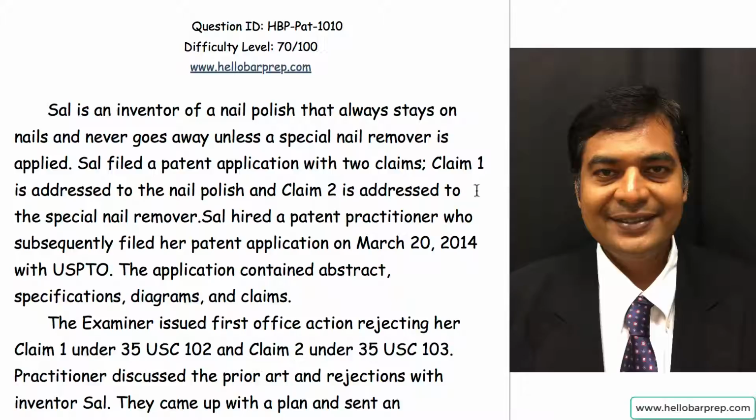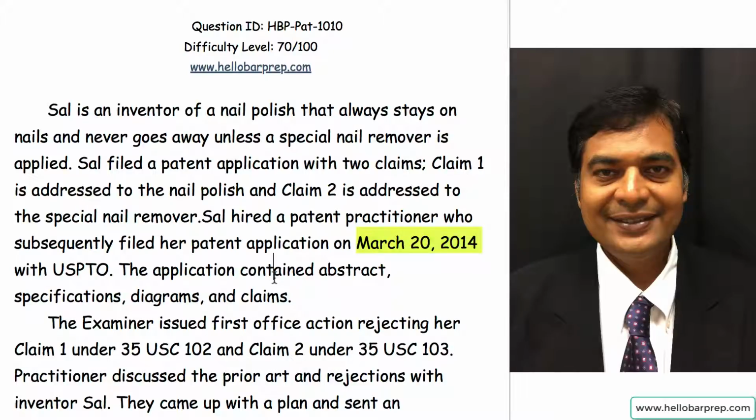Sal is an inventor here. She invents a nail polish and a special nail remover. She files a patent application with two claims. Claim 1 is addressed to nail polish and claim 2 is addressed to nail polish remover. She files the patent application on a particular date. As always, we highlight the filing date of the patent application.